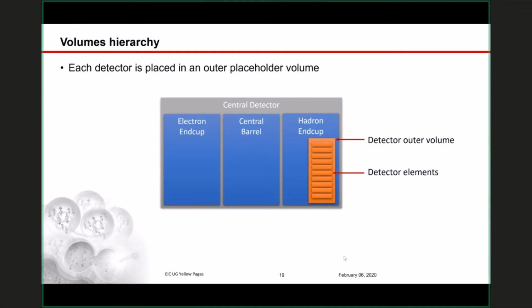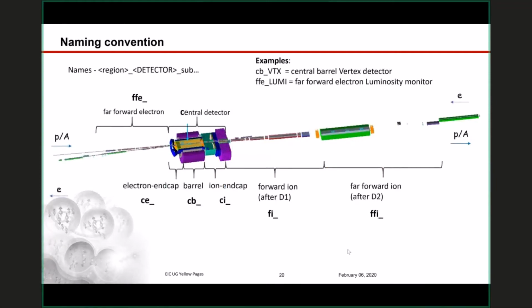The final slide, which is probably required before we can continue with the interactive tutorial, is our naming convention. We name detectors based on where they are placed, and this starts with a two or three letter abbreviation at the beginning. C is central. For example, CI means central iron end cap, or CB means central barrel. FFE means far forward electron. So the central barrel vertex detector will be CB_VTX, or the detector that we will be working on, the luminosity monitor, will be far forward electron, FFE_lumi.